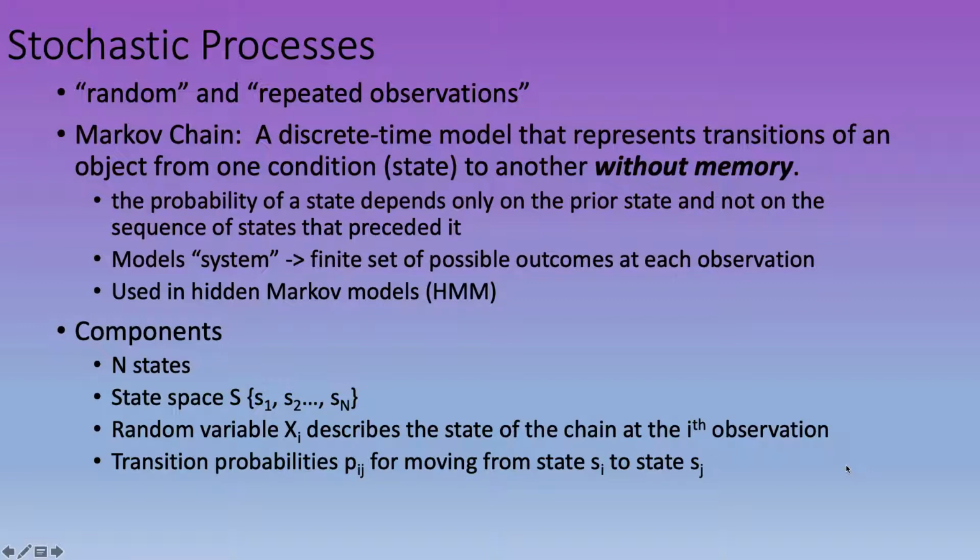These are the probabilities that you will move from one state to another state. So what's the probability I'm going to move from state Si to state Sj? And so it's the probability Pij, right? So what's the probability I'm going to go from an A to a T, or from an A to a C, or an A to a G, et cetera, et cetera.